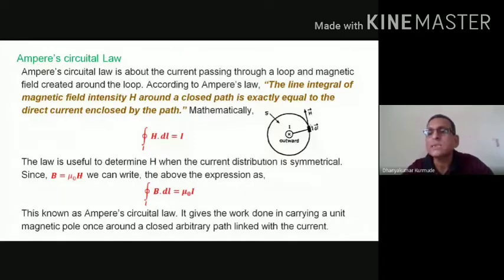So H is the magnetic field intensity, dl is the line element. So H dot dl will give the work done in moving the magnetic pole through a small line element. For the entire path, we have to integrate this equation, so that is the integration of H dot dl. That is what we have written in statement form: it is the work done in carrying a unit magnetic pole once around a closed arbitrary path linked with the current.